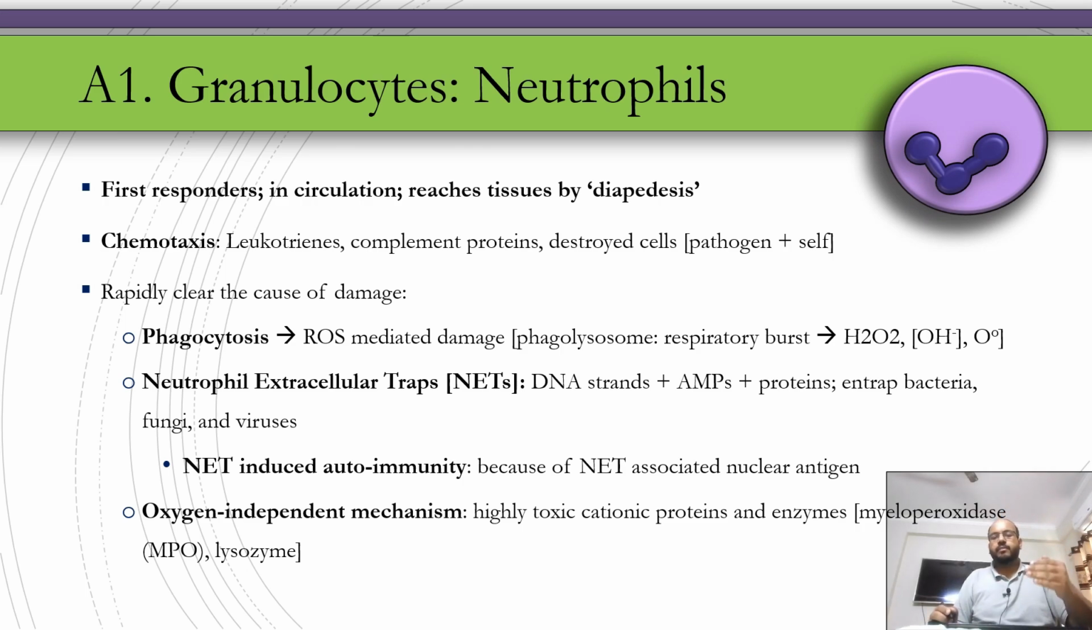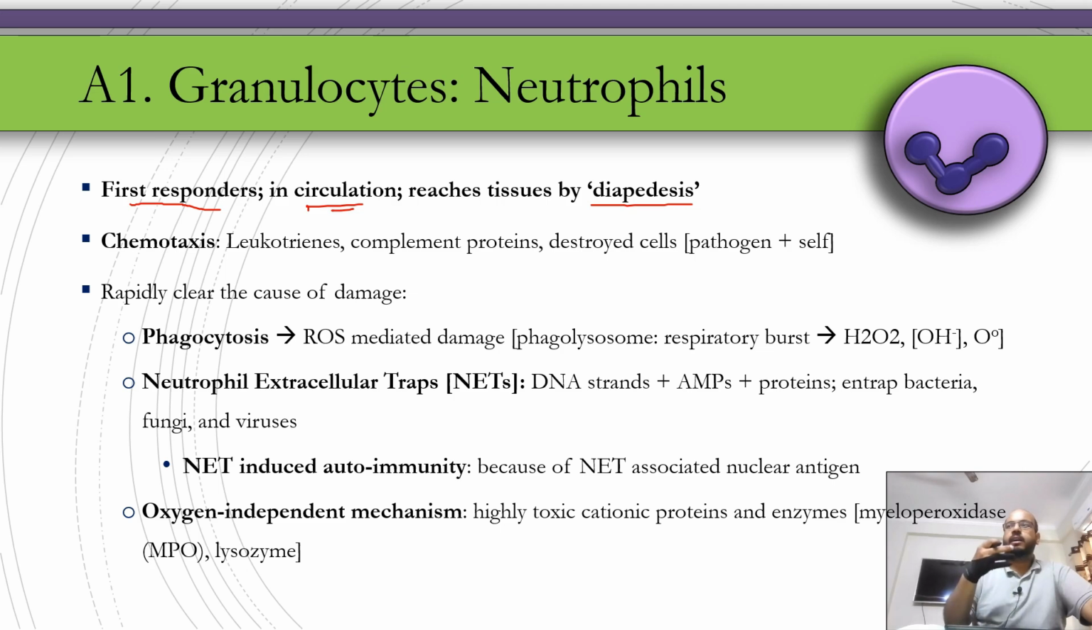So, one by one, we will discuss each and every cell population in the innate system. We'll start first with neutrophils. Now, neutrophils are first responders. They are the first immune cells to reach the site of injury or site of inflammation. Neutrophils are present in circulation and they reach tissues by diapedesis. Now, diapedesis is a process through which circulating immune cells attach themselves to the endothelial cell wall of the blood vessel, squeeze through the wall of the blood vessel, and reach the tissues where they are required. That is known as diapedesis.